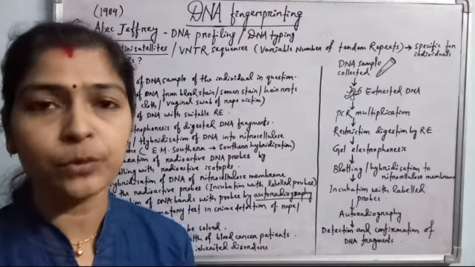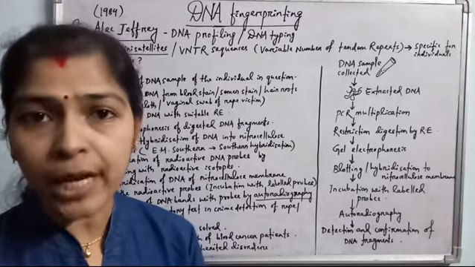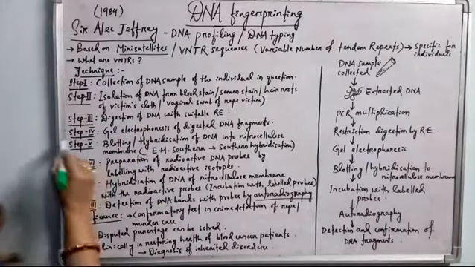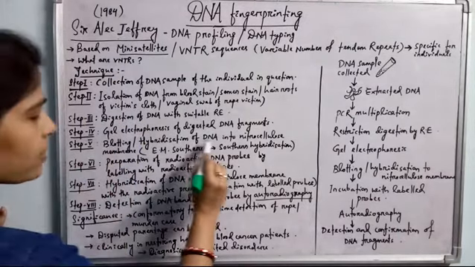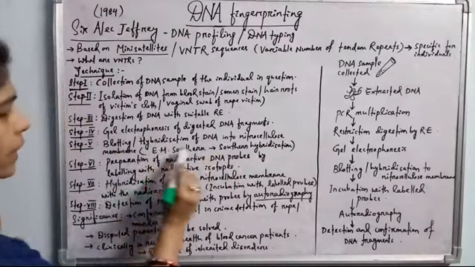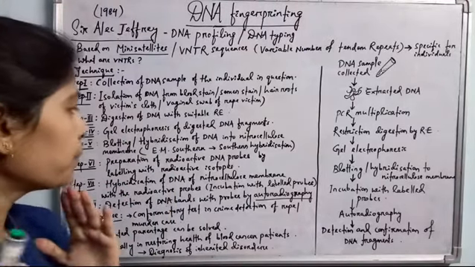Similarly, if it is RNA, then it is known as Northern hybridization. If it is protein, then that is known as the Western hybridization technique. So this step 5 is blotting or hybridization of the single stranded DNA from the agarose gel onto the nitrocellulose membrane. Then step 6 is preparation of radioactive DNA probes.